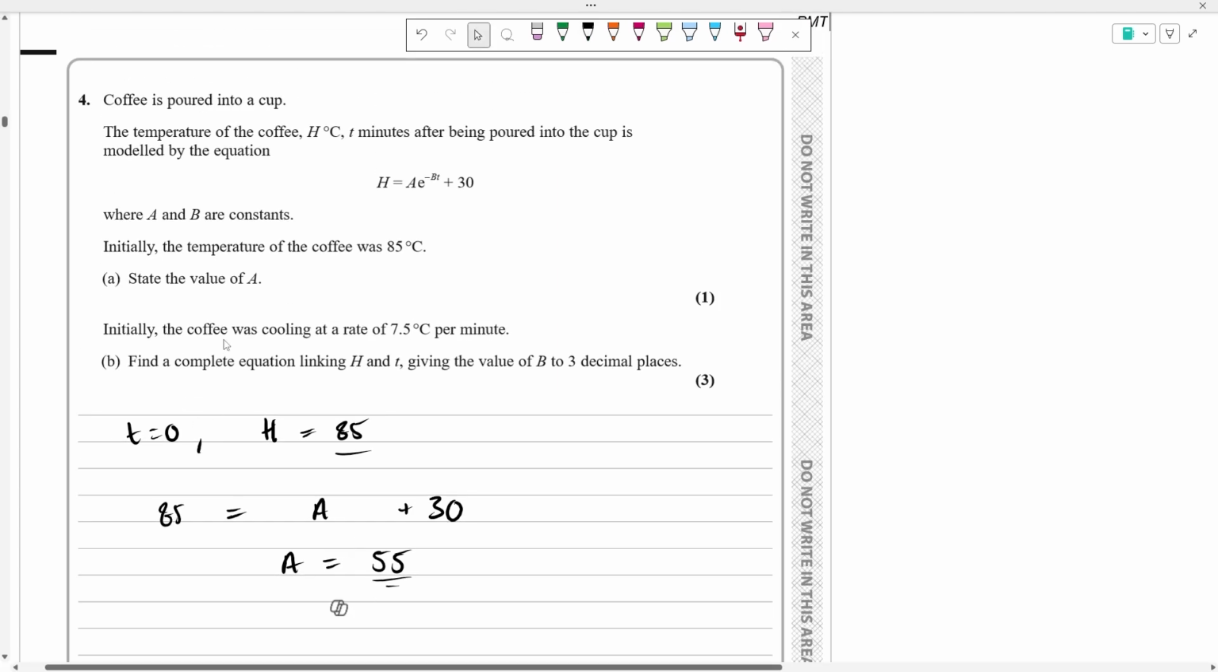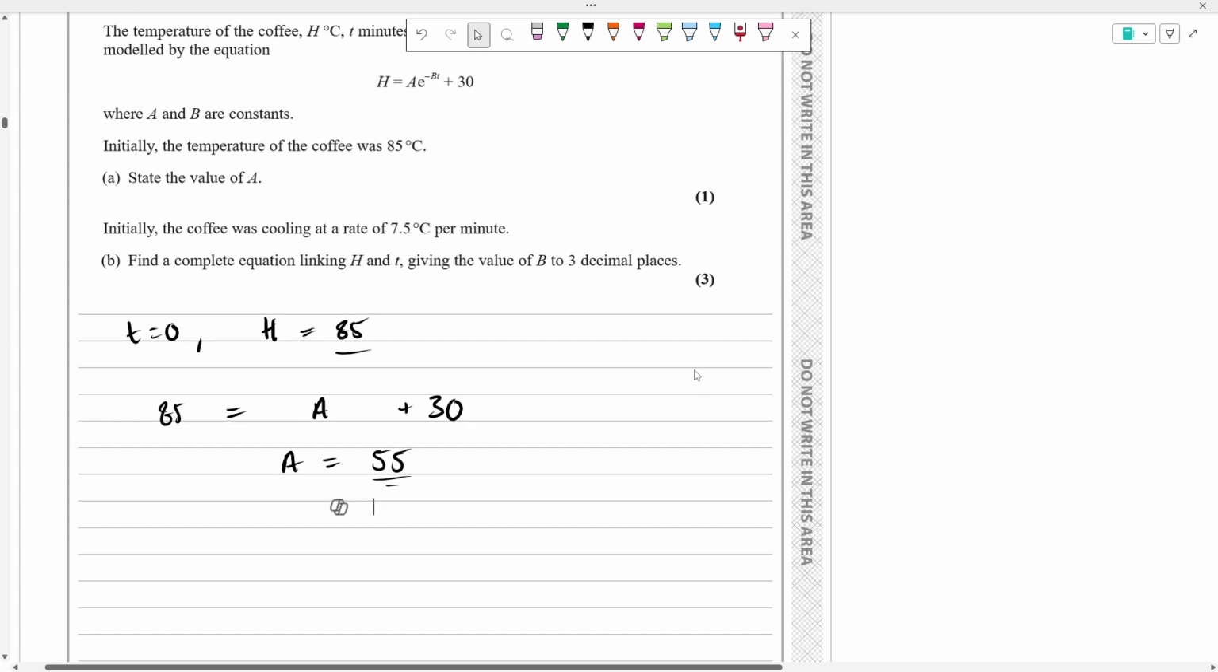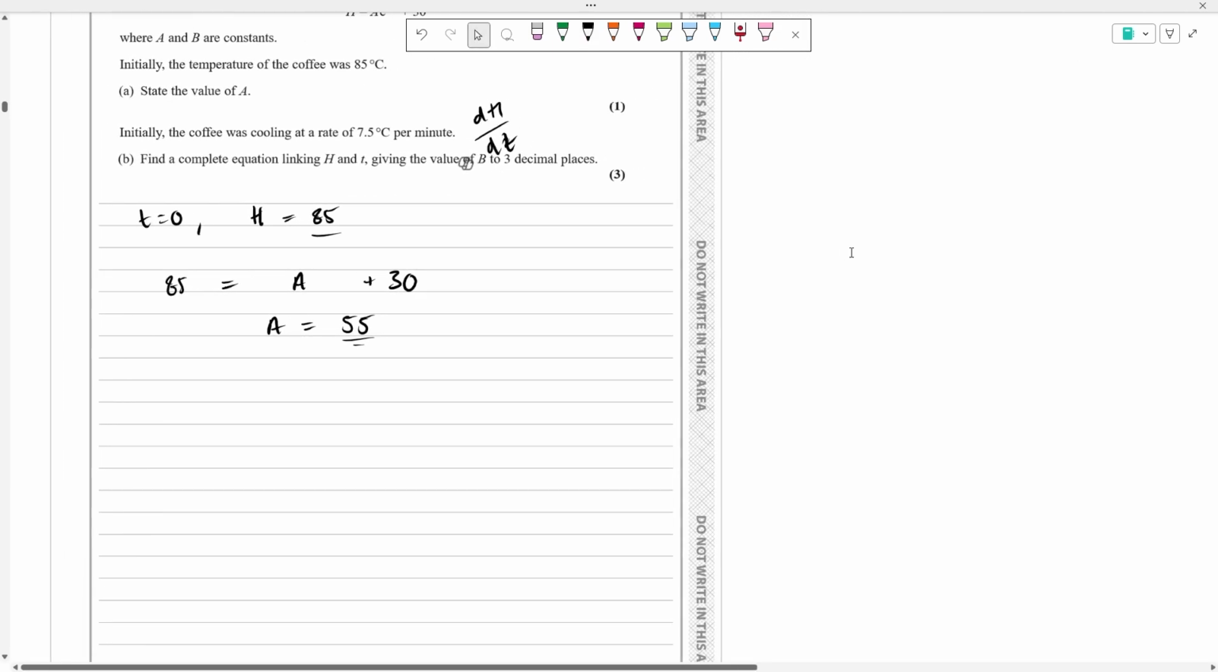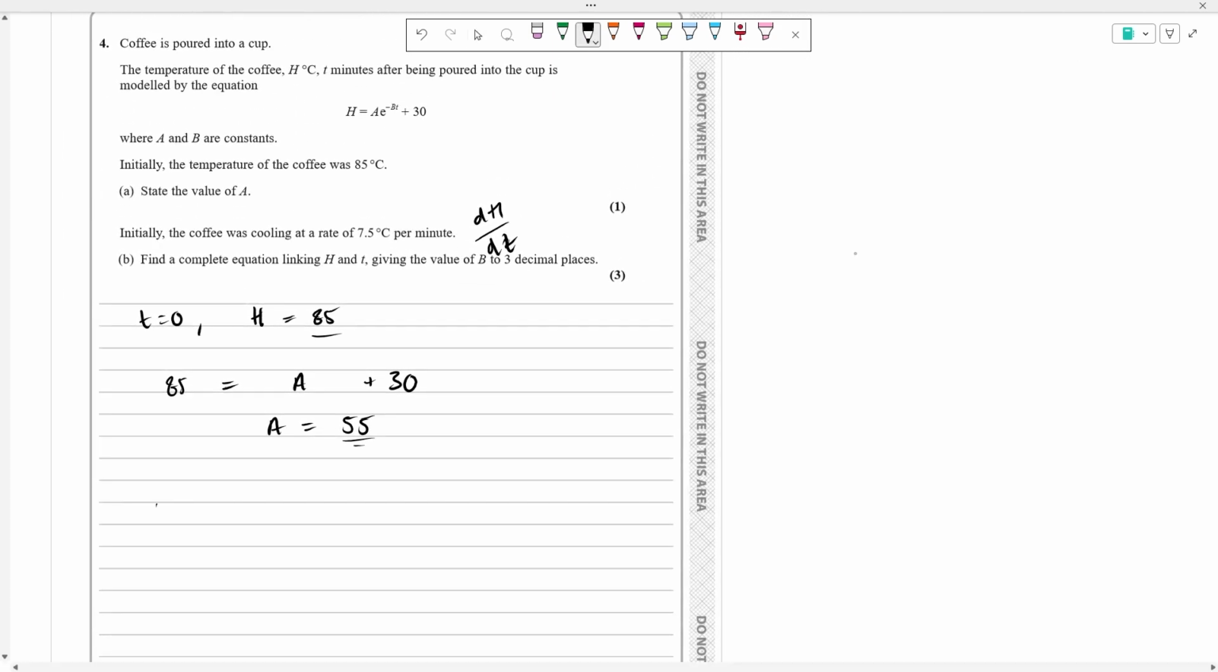Cool. Initially, the coffee was cooling at a rate of 7.5 degrees per minute. Find a complete equation linking H and T, giving the value of B to 3 decimal places. So if you ever have the word rate, you want to think dy by dx, or in this case, you're going to be using dH by dt. It doesn't really make a difference. Okay, so I'm actually going to go ahead and rewrite the original equation including A. So I have H is equal to 55e to the minus bt plus 30.